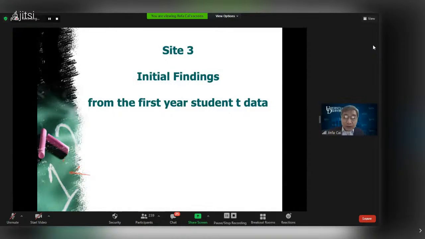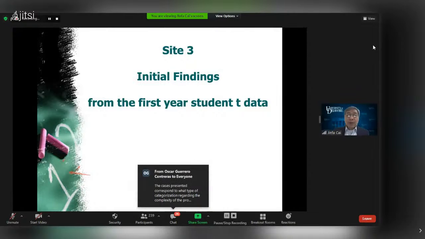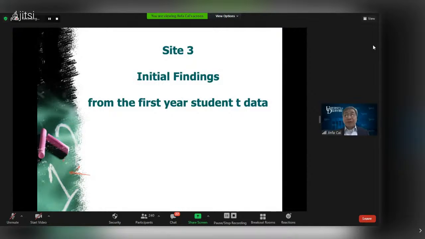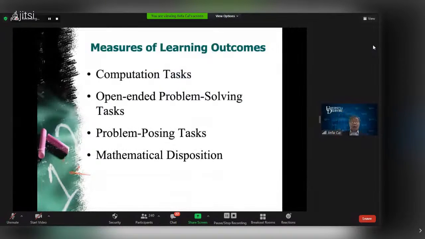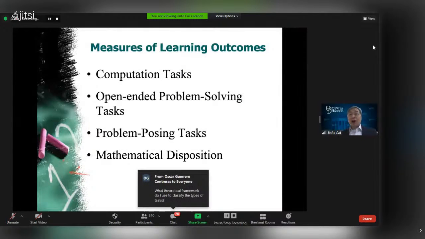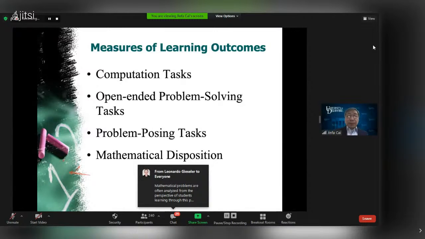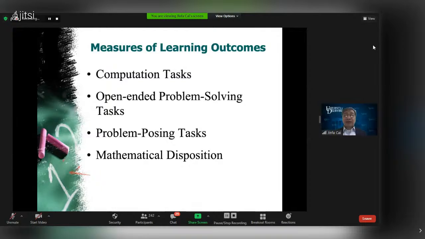By this summer 2021, we're going to collect the 3 years of data, even though the second year data is not so complete because of COVID-19. But so far, the results are very encouraging. We use 4 measures to look at students' learning outcomes: computing tasks, open-ended problem-solving tasks, problem-posing tasks, and mathematical disposition to assess students' learning.